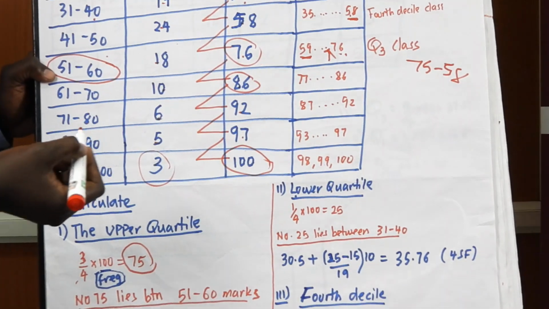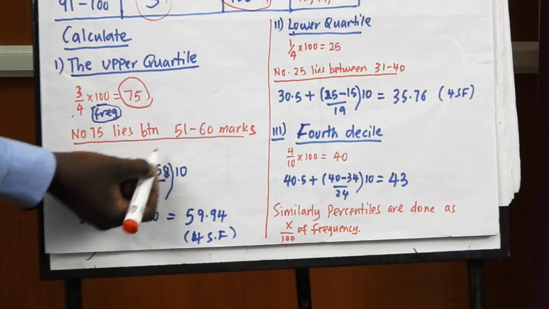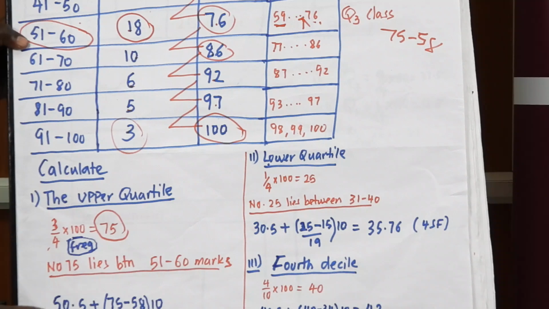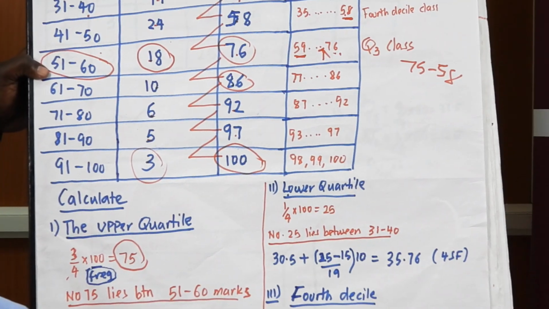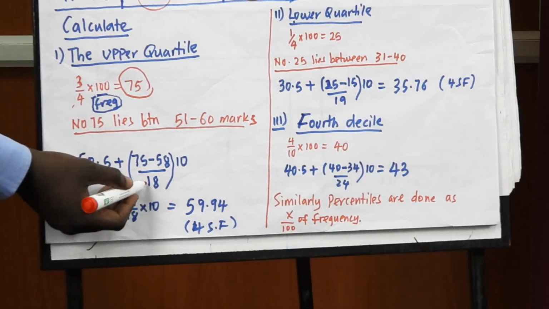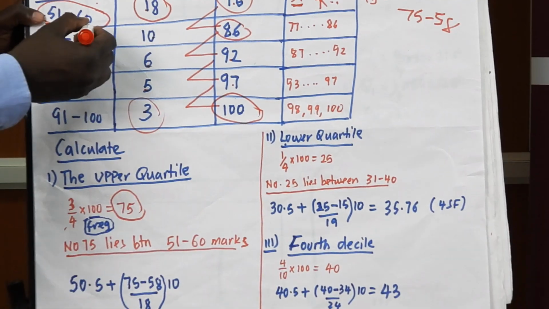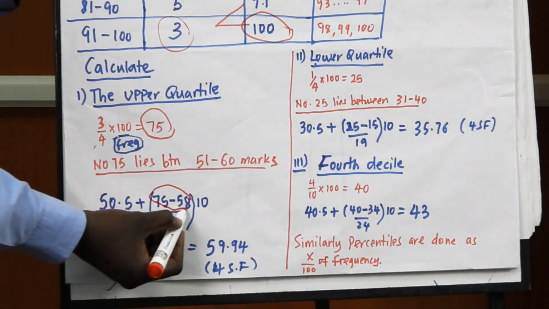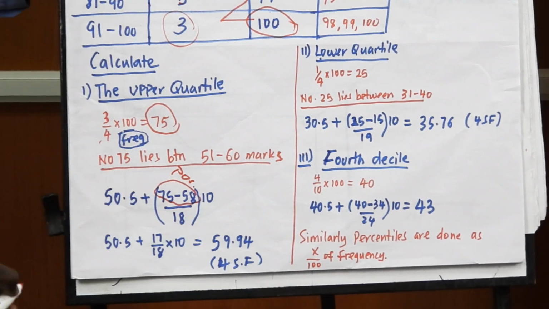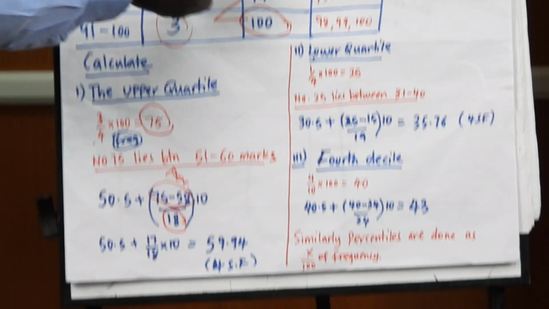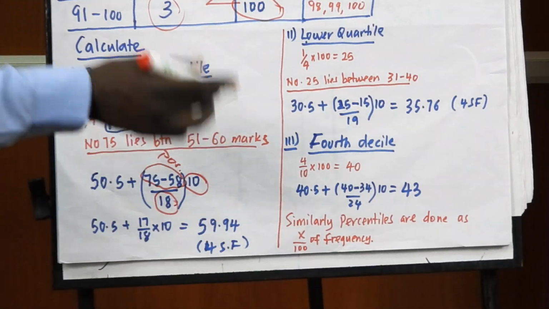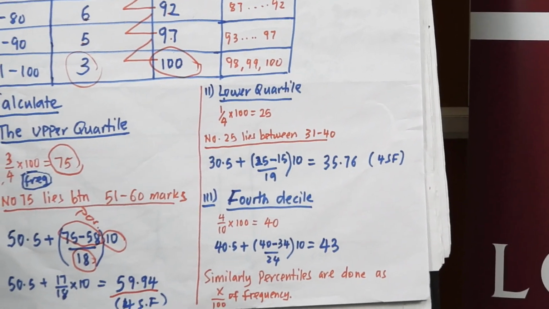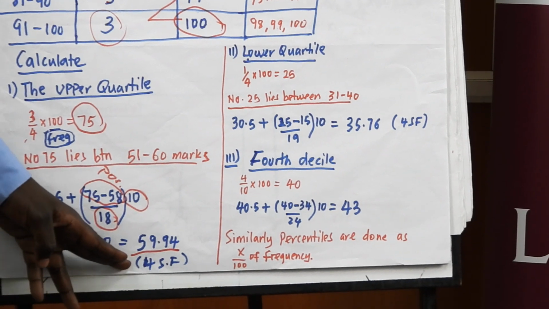75 minus the last one, that's his position. So 75 minus 58 over the total number of students in that class. There are 18. So 75 minus 58 divided by the number of students, which is 18, times the class width. Between 51 and 60, the class width is 10. So you just get the position of that student. Then the number of students in that class, then times the class width, which is 10. That will give us 59.94 as the Q3, the upper quartile, approximately to 4 significant figures.